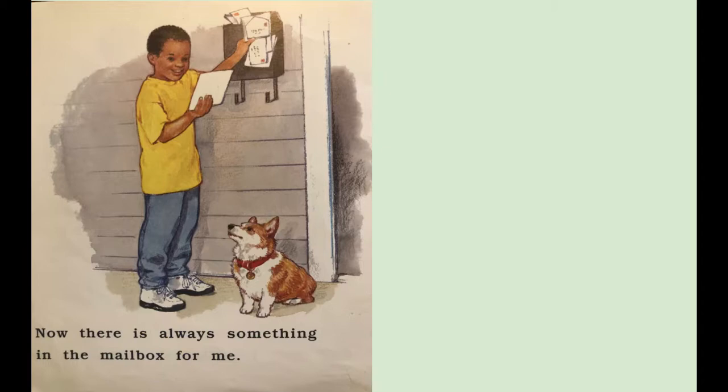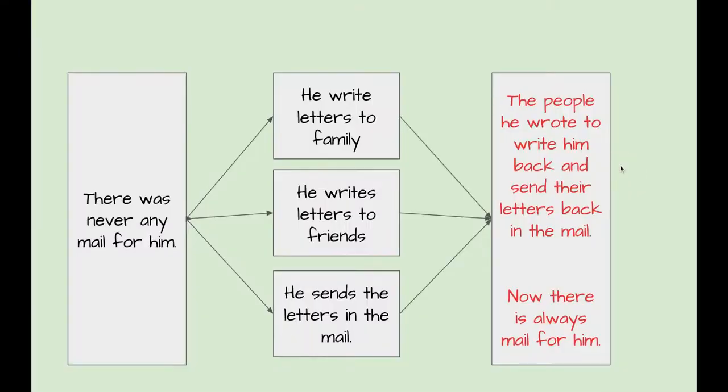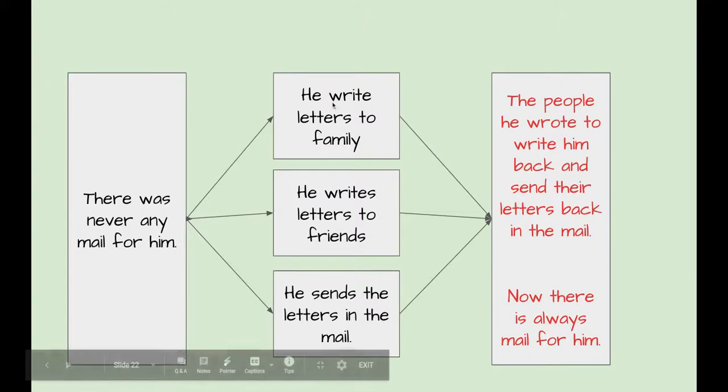So here we see our character digging through the mail, and he has all of these letters that people have sent back to him. And they're sending him mail because when you send somebody a letter, they often send one back to you. So our solution is the people he wrote to wrote him back and sent their letters back in the mail. Now there is always mail for him. We were able to read this story and fill out a graphic organizer showing the problem, the steps the character took to solve the problem, and the solution.